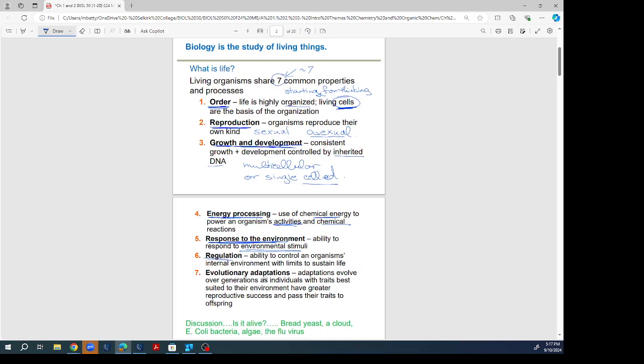Regulation is another. An important part of regulation is sometimes homeostasis, which is keeping a steady state. Humans have a lot of homeostatic controls that are part of their regulation. But again, regulation is whatever it takes to sustain life. There are some animals that don't regulate their body temperature, but they have other mechanisms that keep them alive. The last one would be evolutionary adaptations. The idea is that adaptations evolve over generations, and the idea of survival of the fittest.